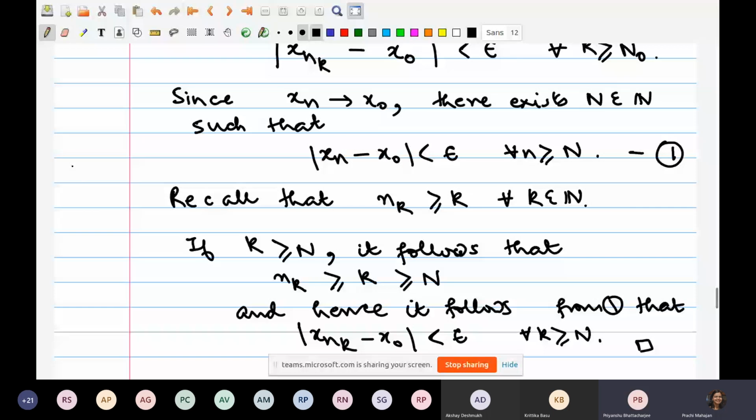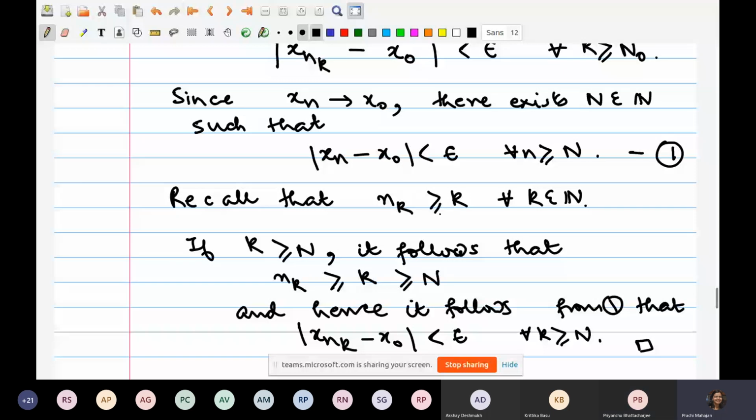Ma'am, yes, I did. I did not understand from the inequality that nk is greater than or equal to k, which is greater than or equal to N. See, look at this. Yeah, nk is always bigger than or equal to k. We sort of observe that, right?